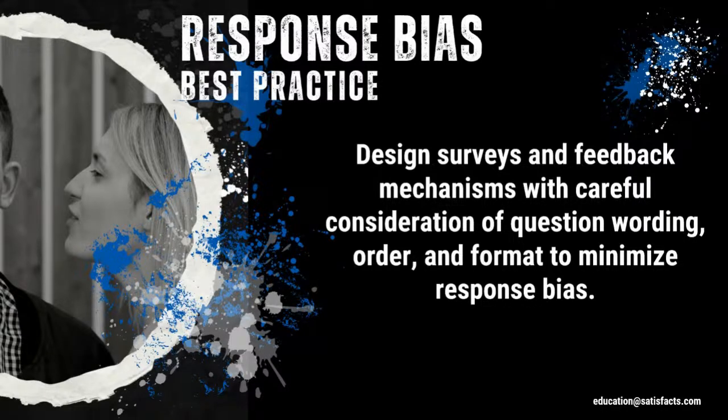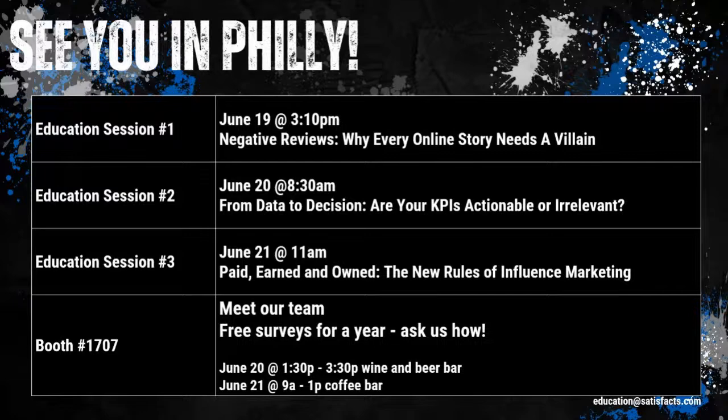So, your best practice for response bias? Design those surveys and that feedback mechanism carefully. Consider the questions, your wording, the order, and the format so that you can reduce that bias. People put so much thought into the subject line of an email so that they can impact the open rate and the click rate. It's very similar, putting thought behind that so that you really get the most out of that person's interaction with your survey.